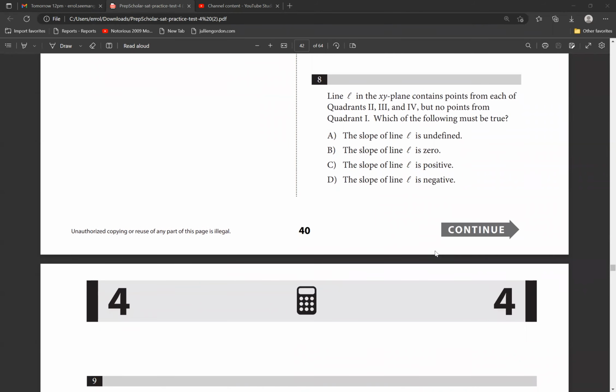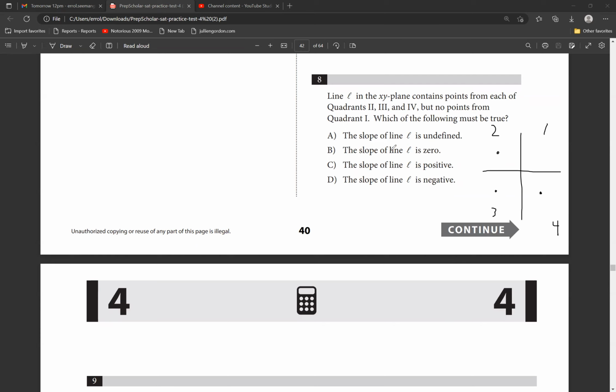Line L in the XY plane contains points from each of quadrants 2, 3, and 4, but no points from quadrant 1. Which of the following must be true? Okay, so there's your four quadrants. 1, 2, 3, 4. Line L in the XY plane contains points from 2, 3, and 4, but none from 1. Which of the following must be true?